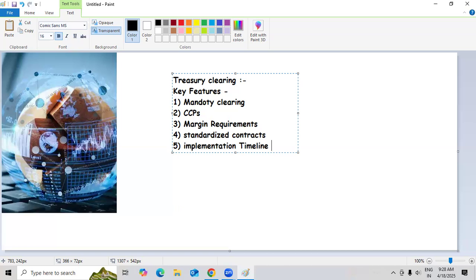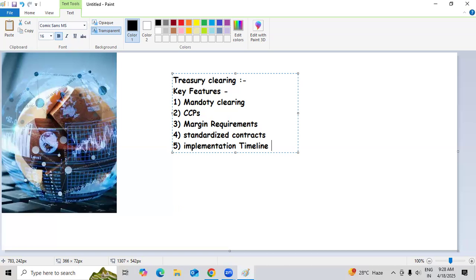Last but not least, the implementation timeline. For cash transactions, eligible transactions must be cleared by a particular time. This is what is involved in the key features of treasury clearing.